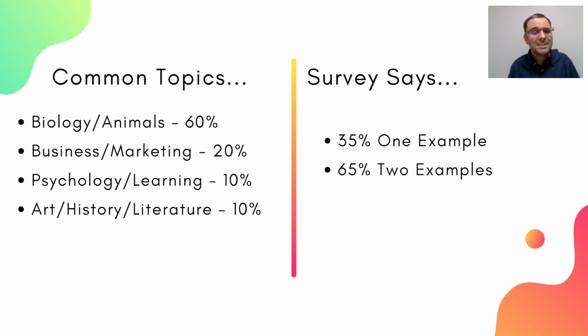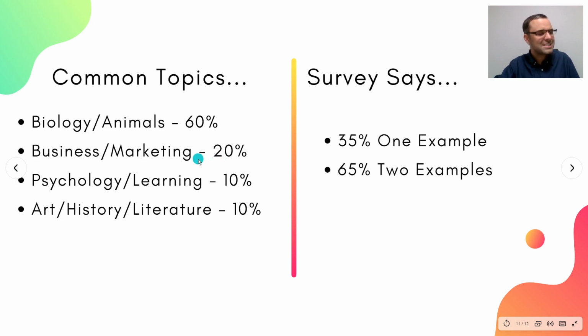I did a survey last year to kind of figure out what the most common topics are in this question. 60% of the students I talked to said they got a question related to biology or animals of some kind. That's super common, and it seems to be getting even more common. So, as you're practicing, maybe listen to some podcasts about animals, maybe read a National Geographic or something. That might make the test a little easier.